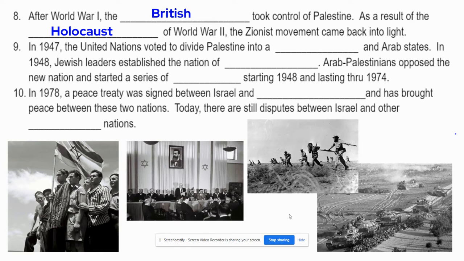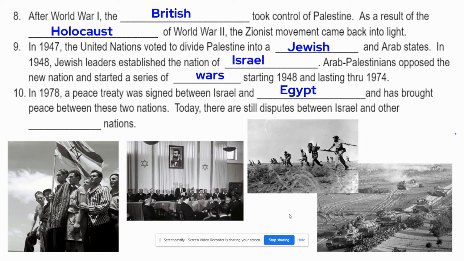As a result of the Holocaust of World War II, the Zionist movement came back into light. In 1947, the United Nations voted to divide Palestine into a Jewish and Arab state. In 1948, the Jewish leaders established the nation of Israel. Arabs and Palestinians opposed this new nation, and they started a series of wars starting in 1948 and lasting through about 1974. In 1978, a peace treaty was signed between Israel and Egypt that has brought peace between these two nations.